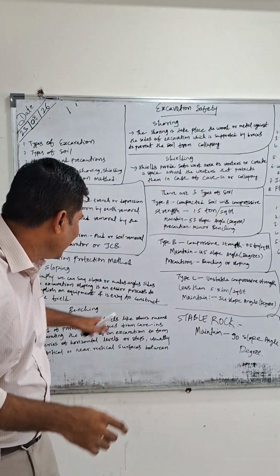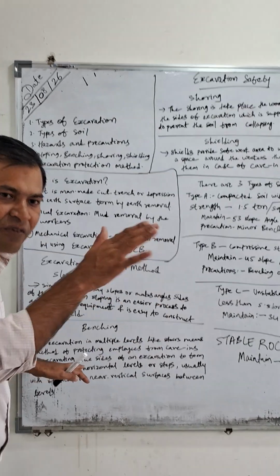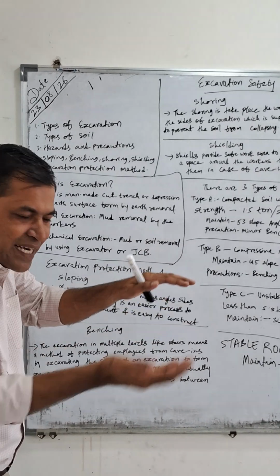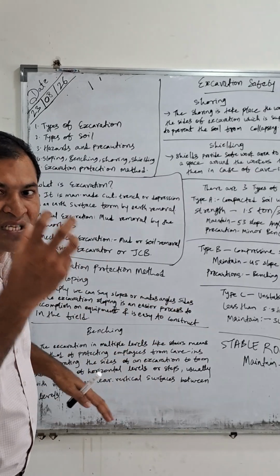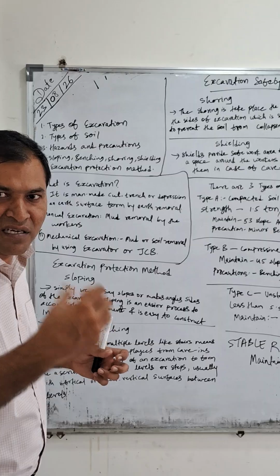So sloping, benching. For benching, the excavation is done in multiple levels like stairs; you have to make stairs. If the workers are working over there, you have to make a bench, because the compressive strength of the soil is not very high. It's not the same strength in every soil.